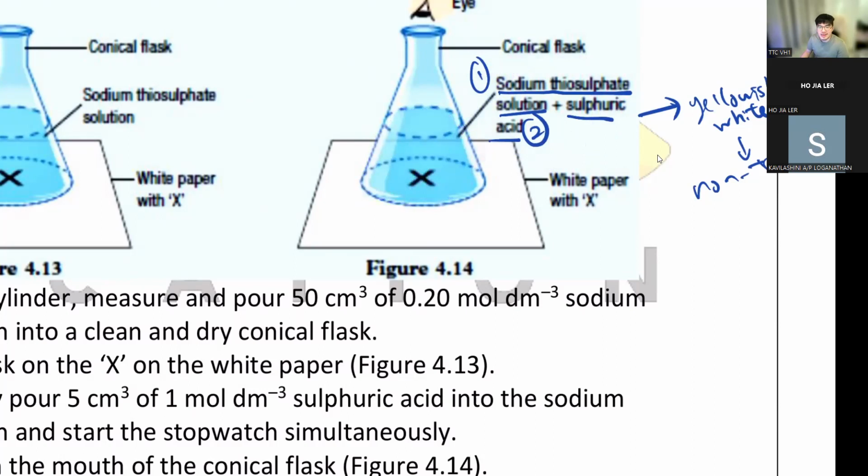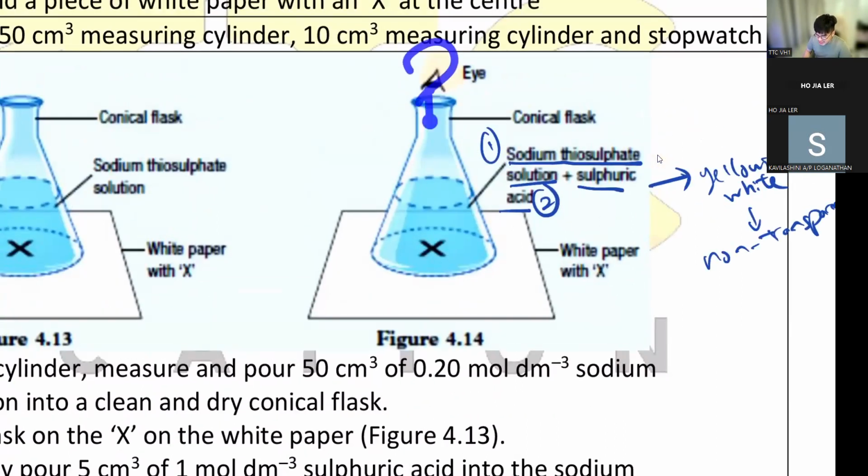Okay, so the moment you put these two in, you start your stopwatch and you measure how long they take to disappear. You observe it using your eyes, you look at the X until it disappears, then you stop your stopwatch. A very pointless experiment, if you ask me.